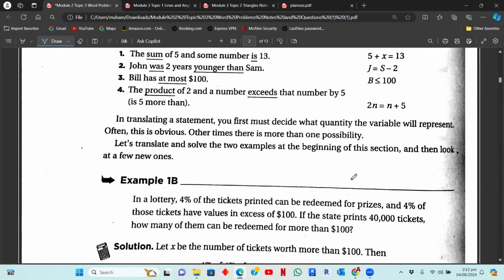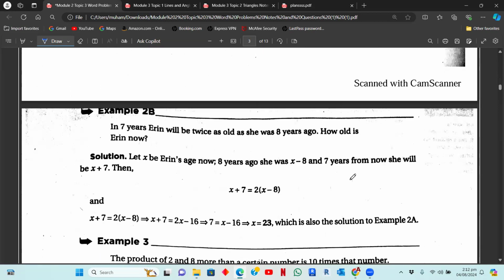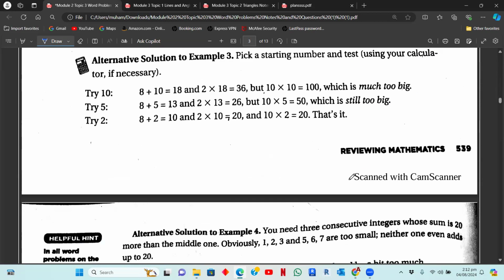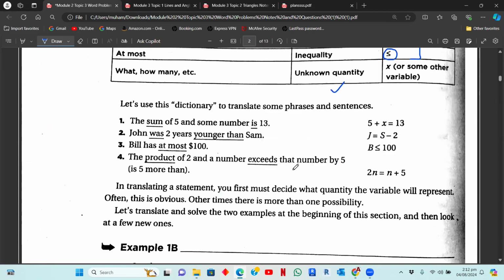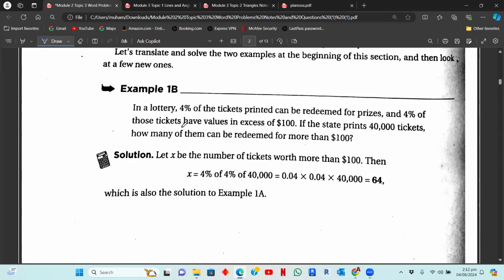Okay. So word problems are going to be classified into different categories, but for now, let's just look at the basic examples that we have. First up, in a lottery, 4% of the tickets printed can be redeemed for prizes, and 4% of those tickets have values in excess of $100. If the state prints 40,000 tickets, how many of them can be redeemed for more than $100?